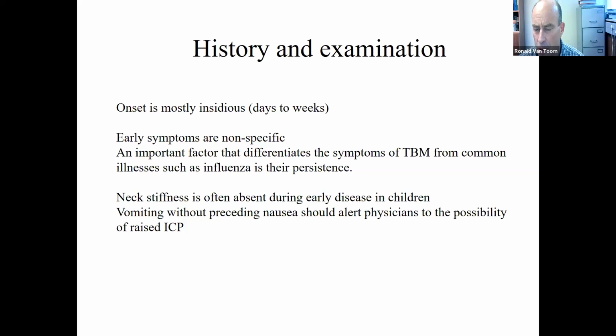Then also, neck stiffness is not something that we often see in young children, especially in early disease. So most of the TBM stage 1s, which you want to diagnose, don't have meningism. So don't think that absence of meningism equals absence of TBM. And especially because this seminar is on raised intracranial pressure, it's important to appreciate that vomiting without preceding nausea should alert you to the possibility of raised intracranial pressure. And that's often not appreciated. I always tell my students that vomiting without diarrhea is not gastroenteritis. Think about intracranial pressure.